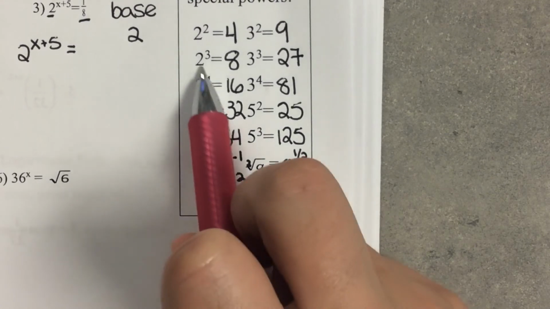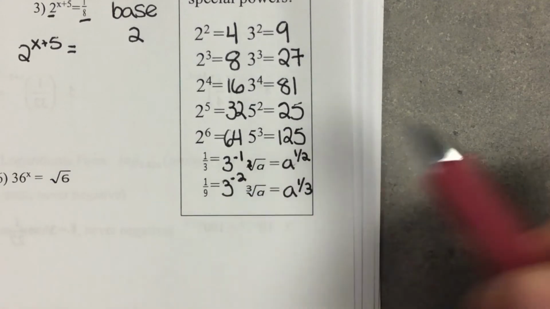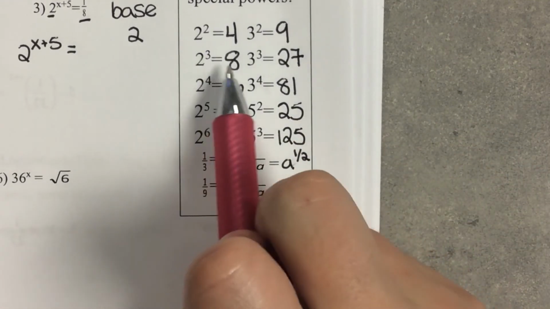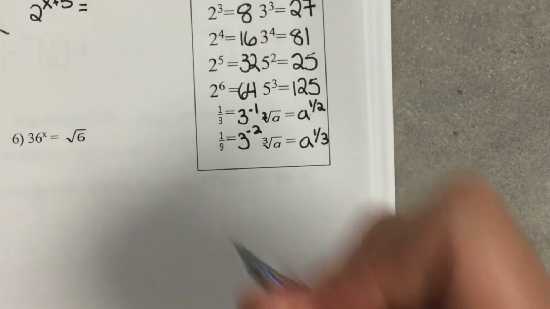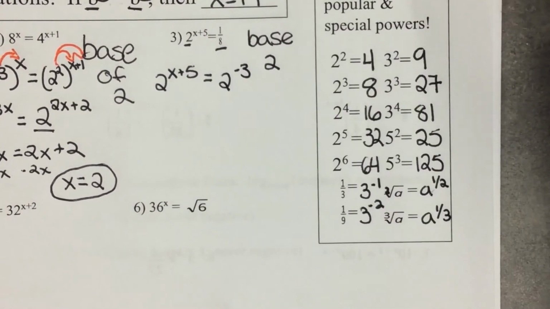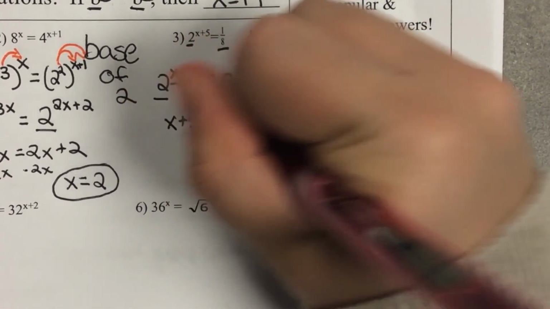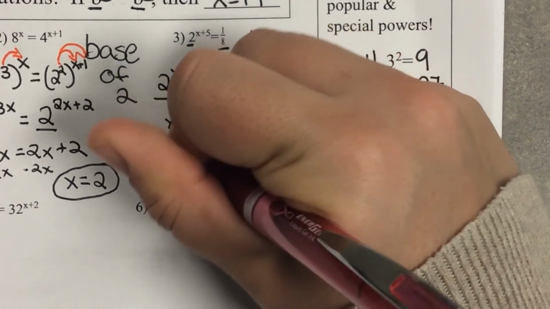We know to get 8, we can do 2 to the third power. And we know to get a fraction, we can do a negative. So if we do 2 to the negative third power, what that will do is make it a fraction. The negative will make it a fraction, and the 2 to the third will give us the 8. So we can write here 2 to the negative third power. That's the same thing as 1/8. So now we can take those exponents, set them equal to each other, and we can do that because these both have a base of 2. So we can say x plus 5 equals negative 3, subtract 5 from both sides, x equals negative 8, and we're done.